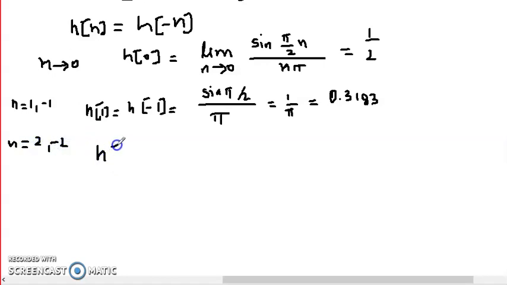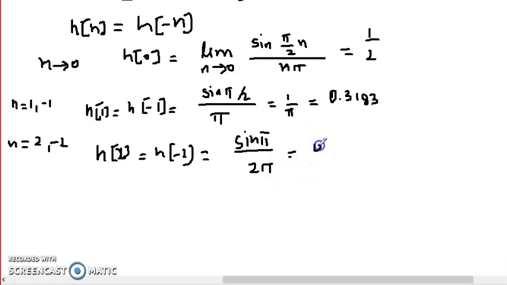ठीक है. Similarly, n equal to 2 and -2. So h2 and h of -2 both will be the same. And what will be their value? Their value will be sine pi upon 2pi. Sine pi is 0, so its value will be 0.